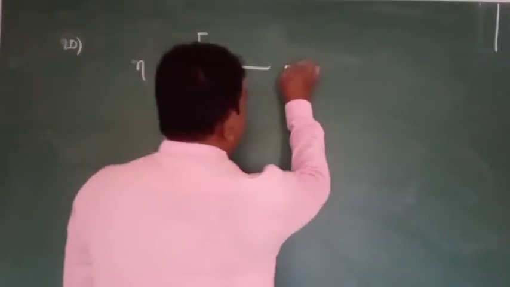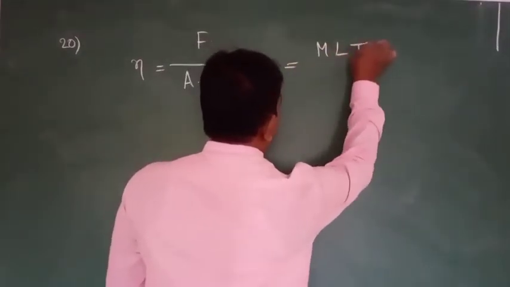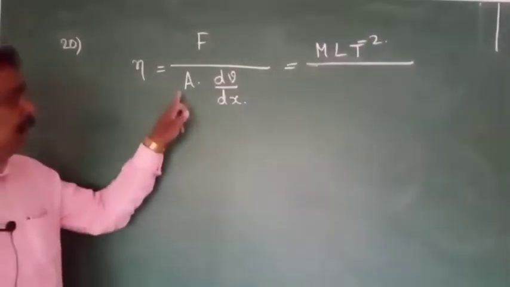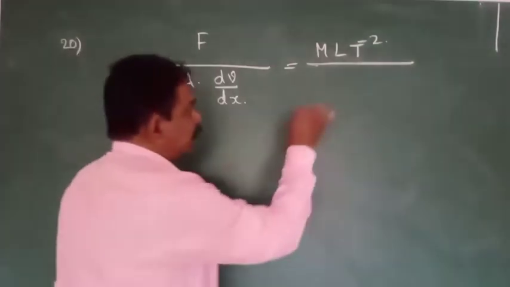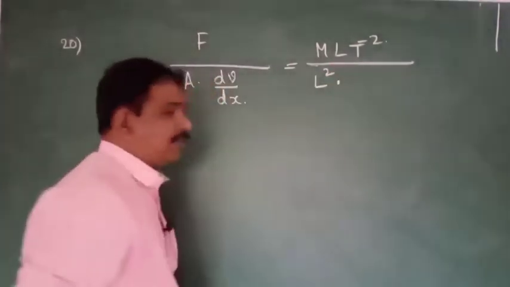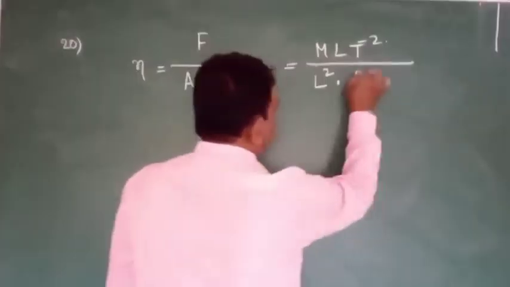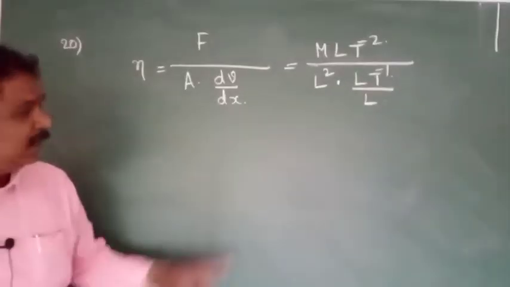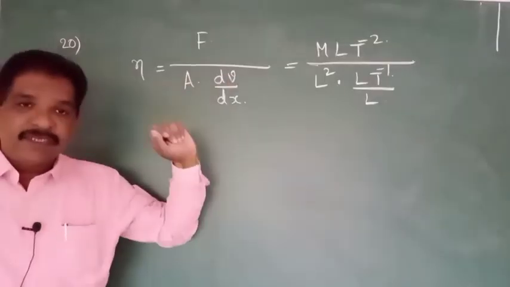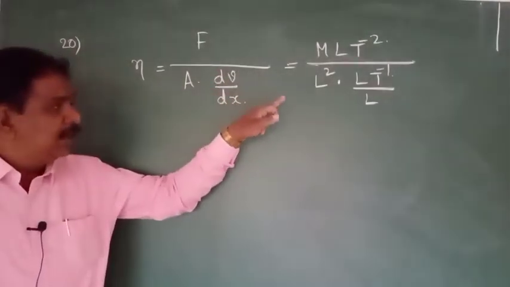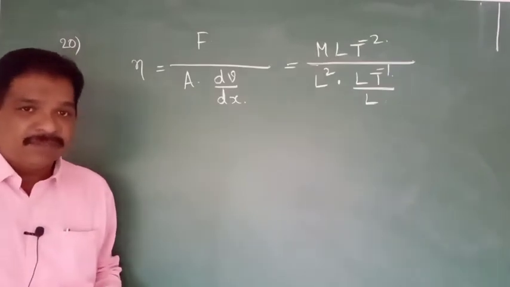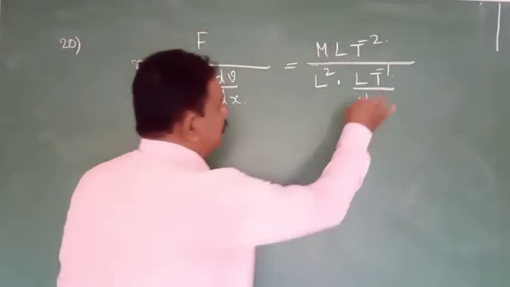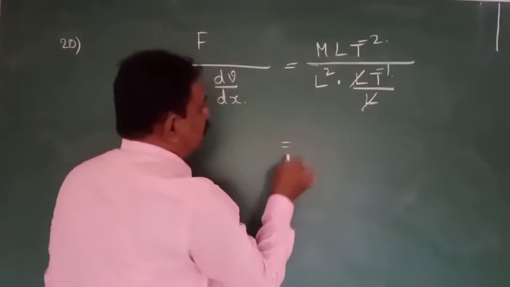So the dimensional formula of force we know, that is MLT power minus 2. Area dimensional formula we know, that is L square. Velocity dimensional formula is LT power minus 1. dx means change in the length, dV means change in the velocity. Velocity and change in velocity will have the same dimensions, so LT power minus 1. dx will be L. L will cancel. So how much will it come?